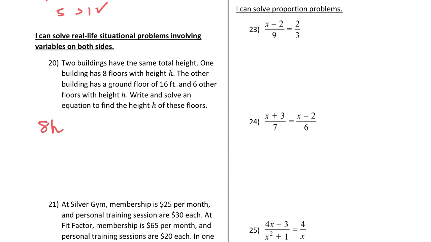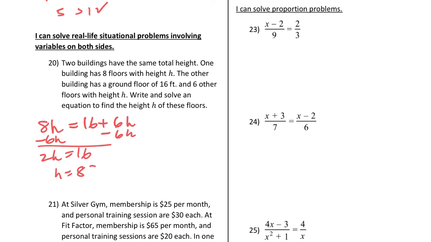The other building has a ground floor of 16 feet, so what is the height? Oh, so what is h? The other one is 16 feet plus 6h. So if I solve for h, 2h is equal to 16, so h is equal to 8 feet.